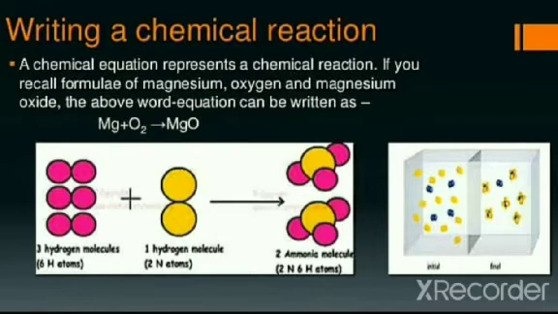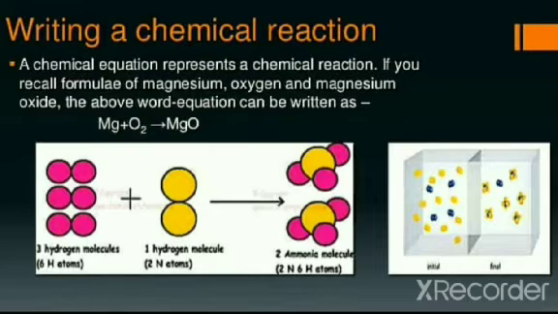oxygen is a diatomic gas. So it should be written as a molecule. The molecule of oxygen is diatomic. So we write it as O2. Now we get the equation as Mg plus O2 gives magnesium oxide.